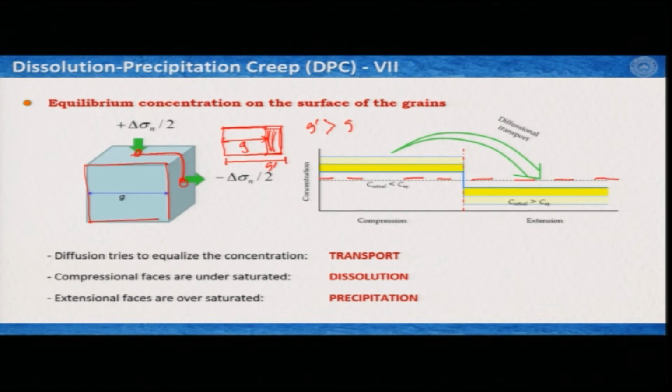If that happens, then you are doing the transport. Compressional phases are undersaturated in most cases. Therefore, you would have dissolution. So, material will dissolve on compressional surfaces, and extensional phases are oversaturated. Therefore, you would have precipitation on this surface. So, these are the three basic mechanisms. First, you have dissolution, then you have transport, and then finally, you have precipitation.